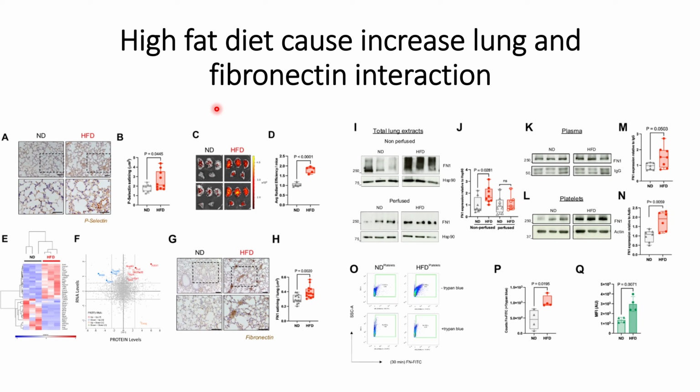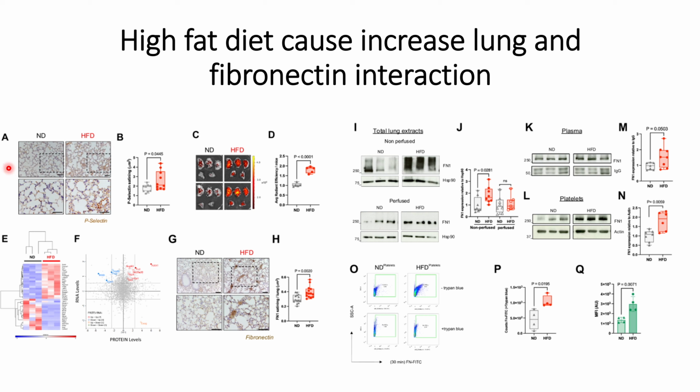In this video, we will discuss the effect of a high-fat diet on the interactions of the lung and fibronectins. They checked the platelet expression on the high-fat diet and the control diet, and they did their studies on the mice model. They checked whether the platelets are activated in the lung area or not.